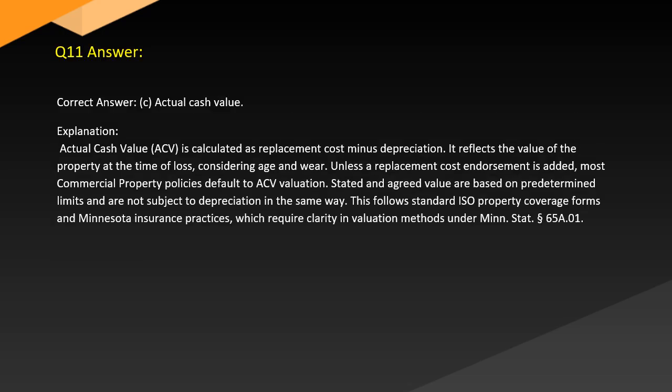Answer. Correct answer C. Actual cash value. Explanation. Actual cash value, ACV, is calculated as replacement cost minus depreciation. It reflects the value of the property at the time of loss, considering age and wear. Unless a replacement cost endorsement is added, most commercial property policies default to ACV valuation. Stated and agreed value are based on predetermined limits and are not subject to depreciation in the same way. It follows standard ISO property coverage forms and Minnesota insurance practices, which require clarity in valuation methods under Minn. Stat. §65.1.